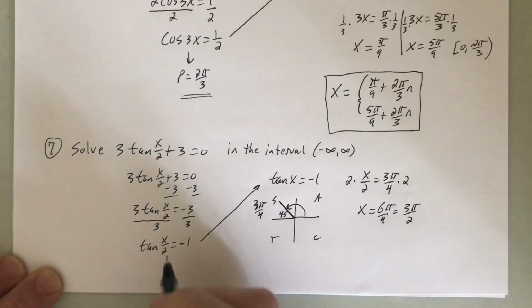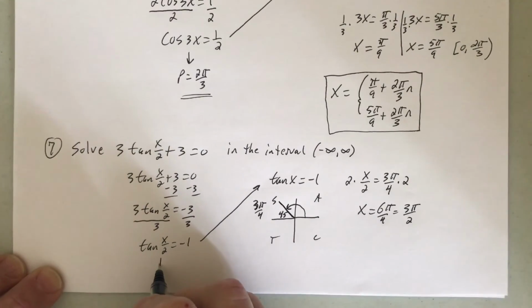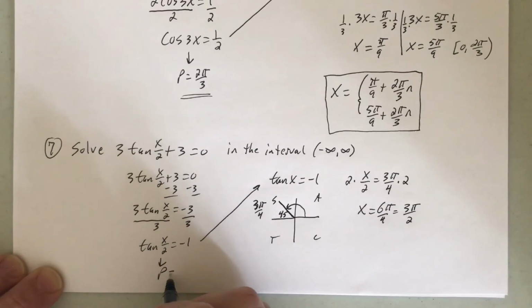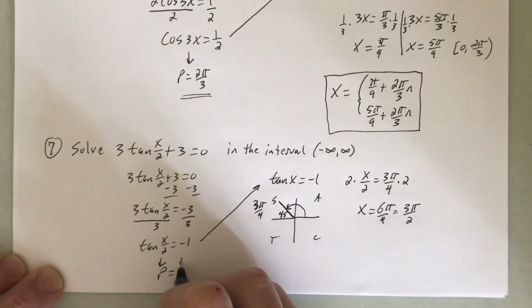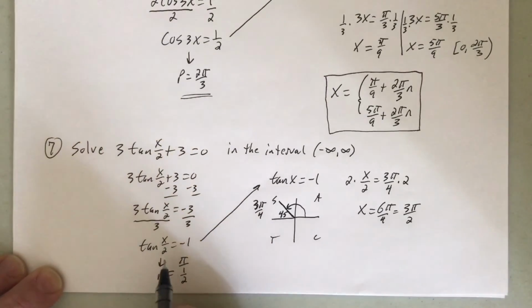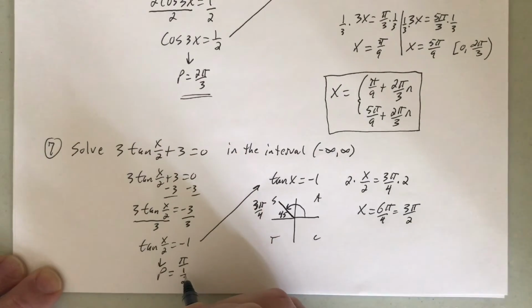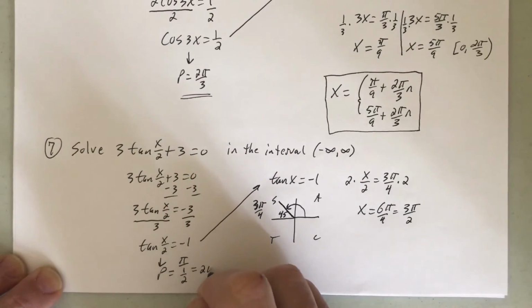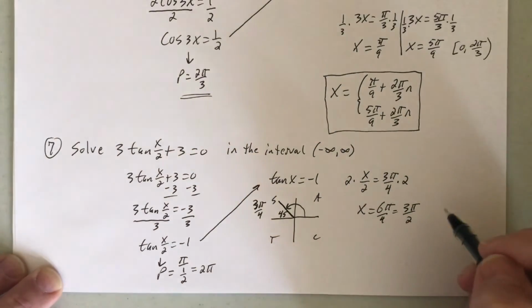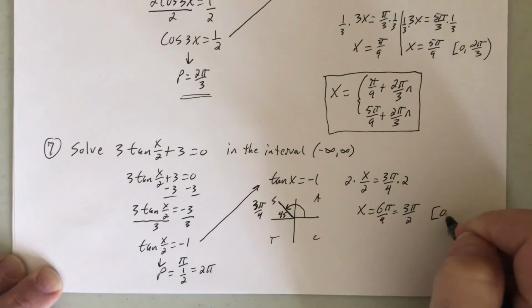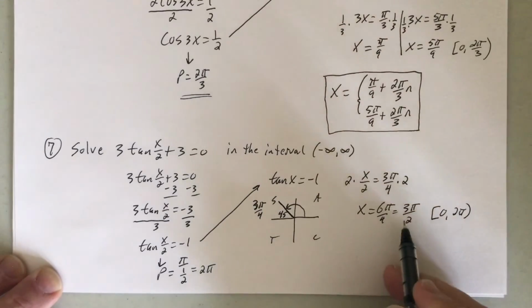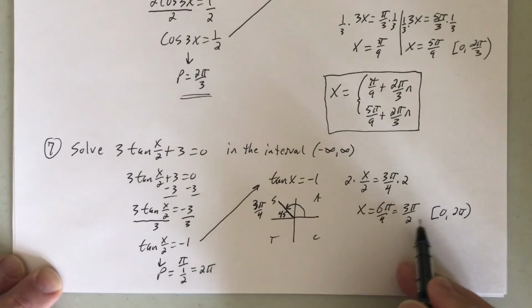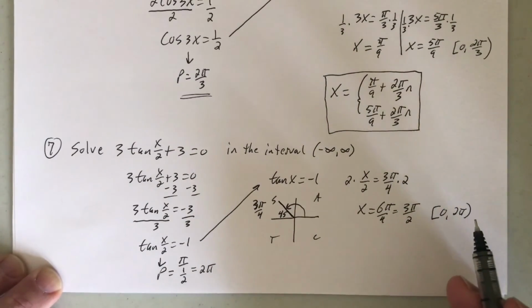Now, if you want to look at the period here, the period for tangent is pi, so it would be pi over b. b is 1/2. So x over 2 is 1/2. So pi divided by 1/2 is equal to 2 pi. So look, this answer is basically from 0 to 2 pi, we get 3 pi over 2 would be the answer that we'd want if we're just within one cycle.